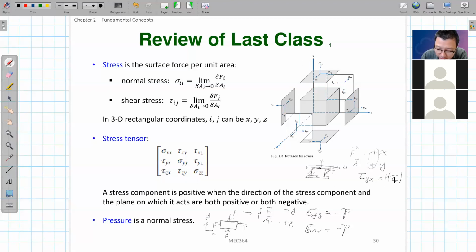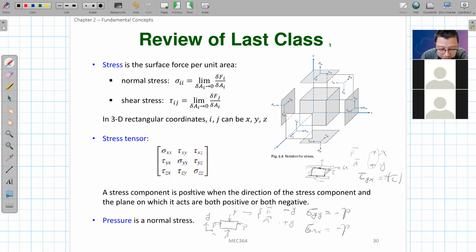So why do we define this direction notation? If you look at the deformation of this liquid, we make it so that when the force tries to deform the liquid in this clockwise direction, for this shear stress, we make it positive. And if you have a force that tries to deform this liquid in a counterclockwise direction, the shear will be a negative value.